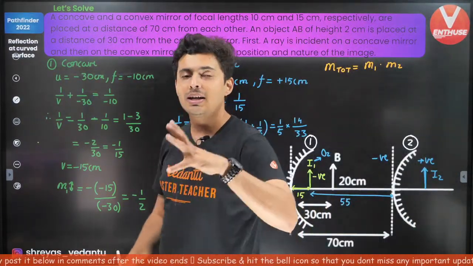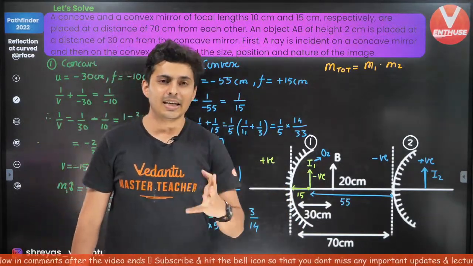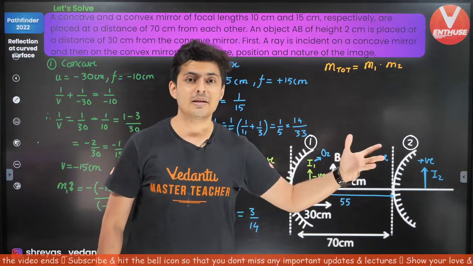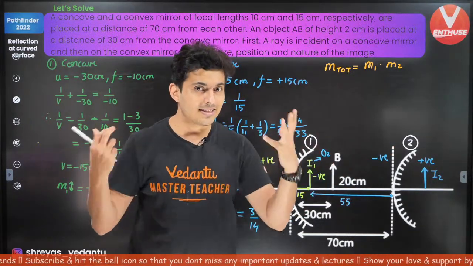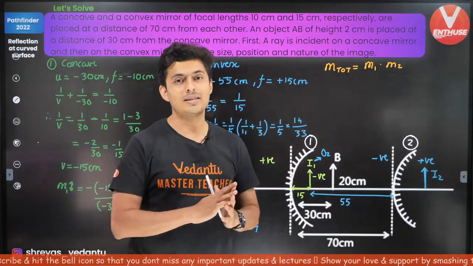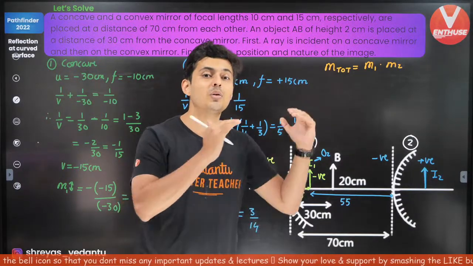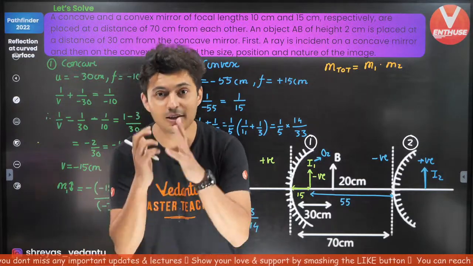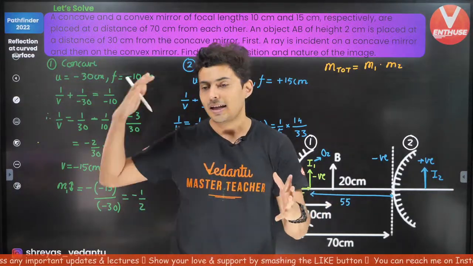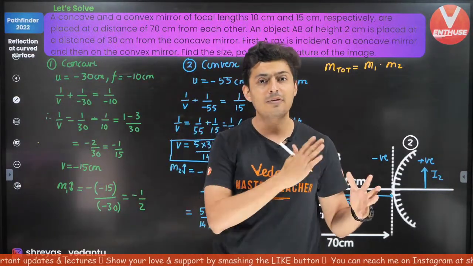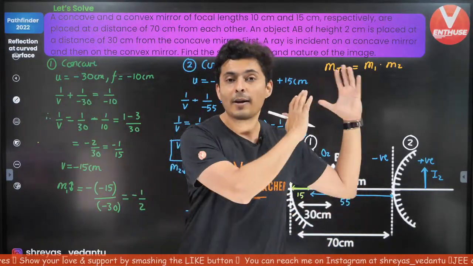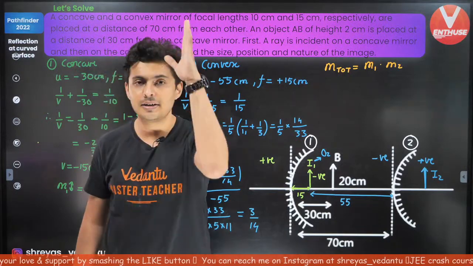Why is it the product and not the addition? If I tell you the image becomes 2 times and then it becomes 5 times, so the total number of times it gets changed will not be 2 plus 5. It will be 2 times into 5 times. It's times, it's multiplication. So whenever you talk about magnification and there are multiple reflections or refractions happening, the magnifications just get multiplied. Is that understood?